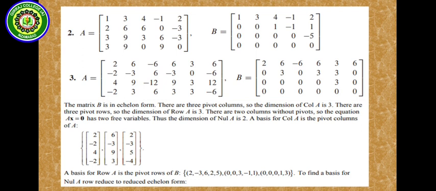From B, write Bx equal to 0 and write the equations. Solve those equations for x1, x2 and so on. Next, write X, and from X the linear combination vectors form a basis for null A.